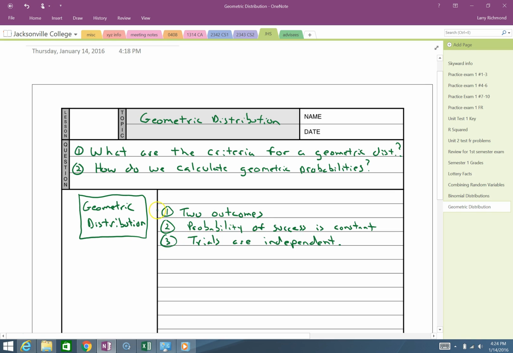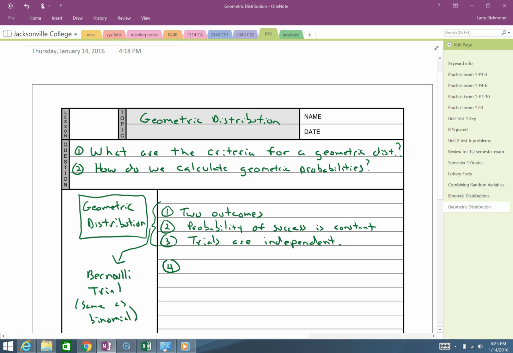are exactly the same as with our binomial. And these three criteria make up what are called a Bernoulli trial. A Bernoulli trial satisfies two outcomes: probability of success is constant and the trials are independent. Separately, we have a fourth characteristic of a geometric distribution. These first three are the same as a binomial.